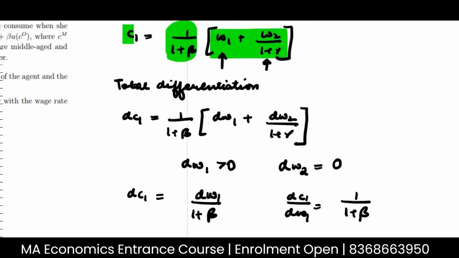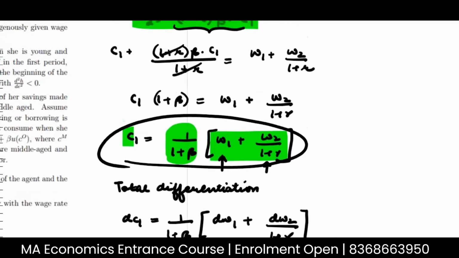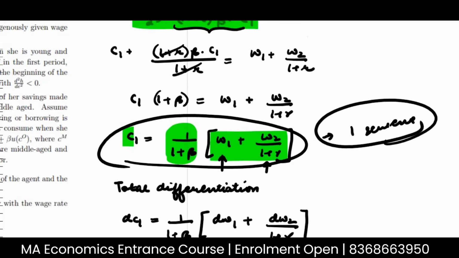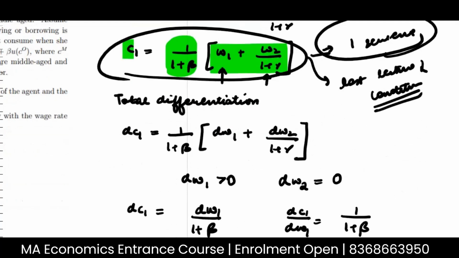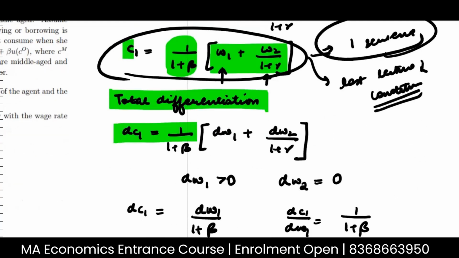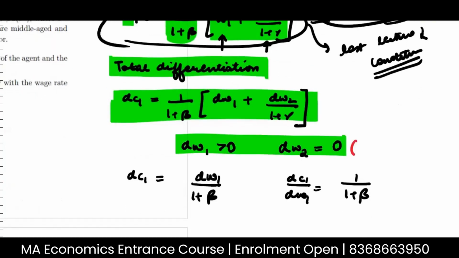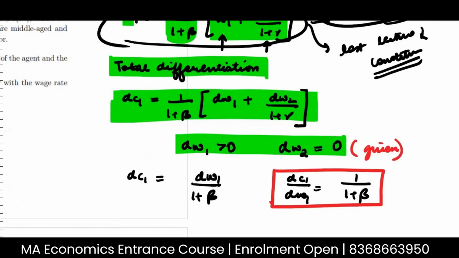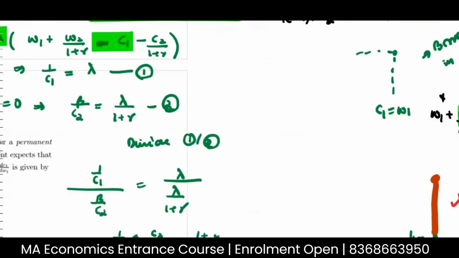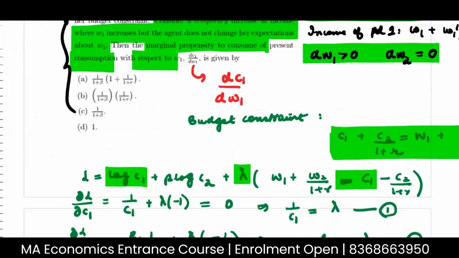This is your answer. Till here, you can get this in one sentence if you use monotonic transformation, or if you refer to the last lecture and use that condition. I just showed you using Lagrange, and from here you just had to do a total differentiation. This was your total differentiation. This is what is already given to me, I'm just using that information. And from here, I get this value, dC1 by dW1. So let's just look here. So my answer will be C.